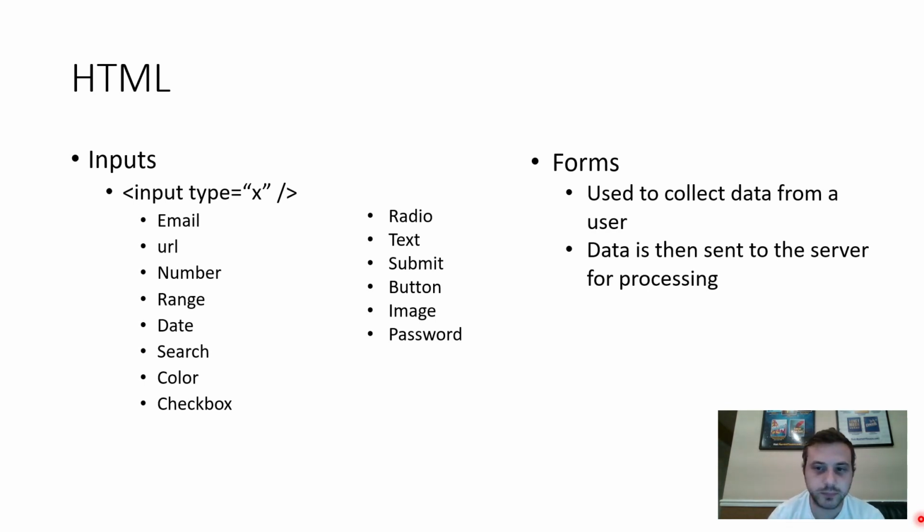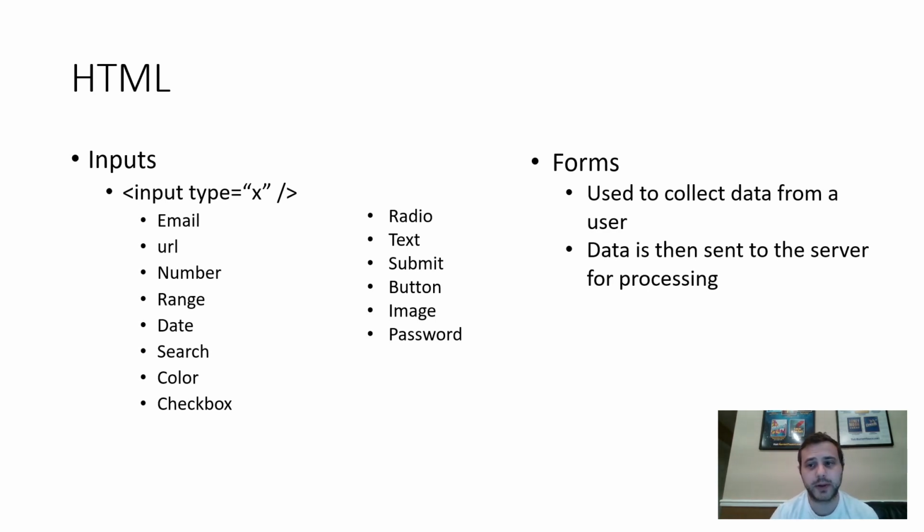Then you get the text type, which is used to allow the user to enter information that is text-based, such as a name or an address. You can use it for a lot of things. The submit type is a button. What that does is it creates a button that is specifically used to submit a form to the server. And we'll go over forms in a sec.